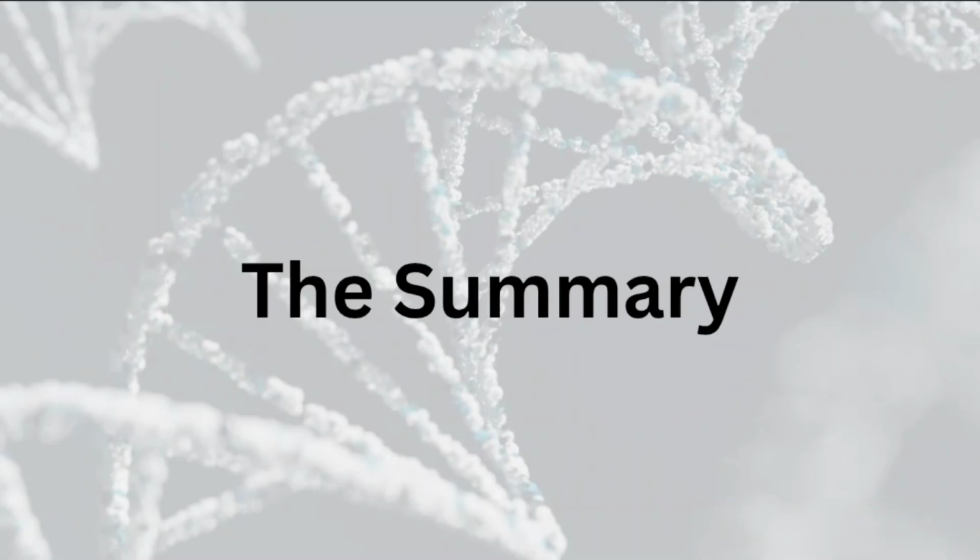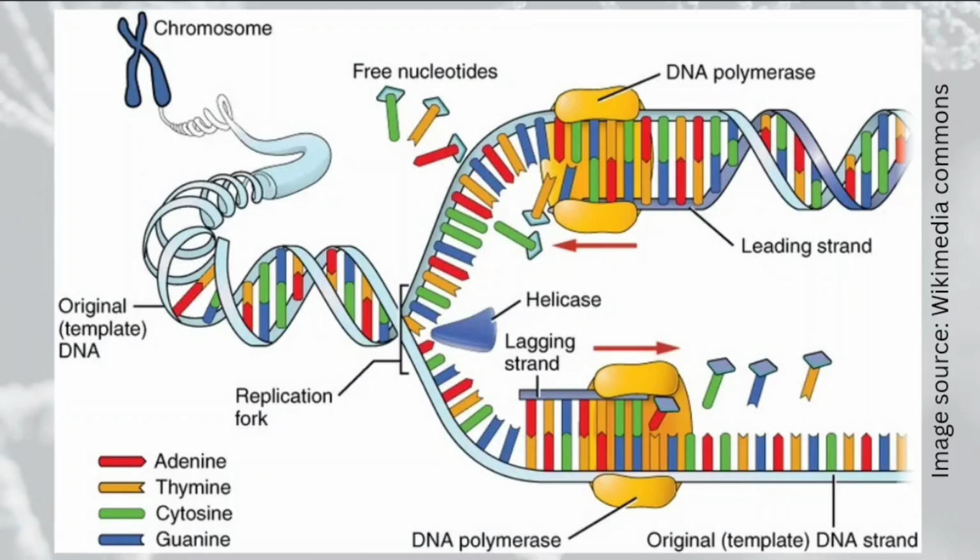Let's look at the summary in one picture. In this picture, you can see that there is a replication fork from where the replication will take place. Helicase helps in unwinding the two strands, and the SSB proteins will stabilize the single strand, but the SSB proteins are not shown in this picture. Again, the primer will be inserted by the primase, and DNA polymerase helps in the replication process. For your easy understanding, I have inserted one video. Just have a look at this.